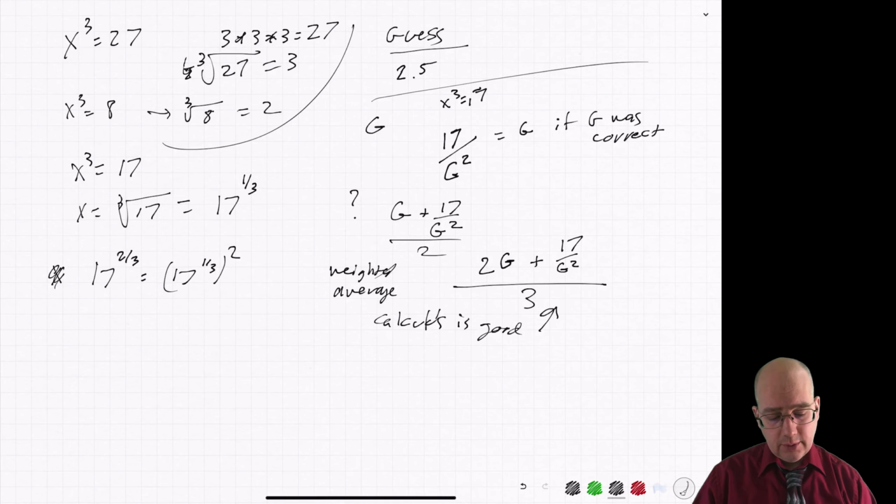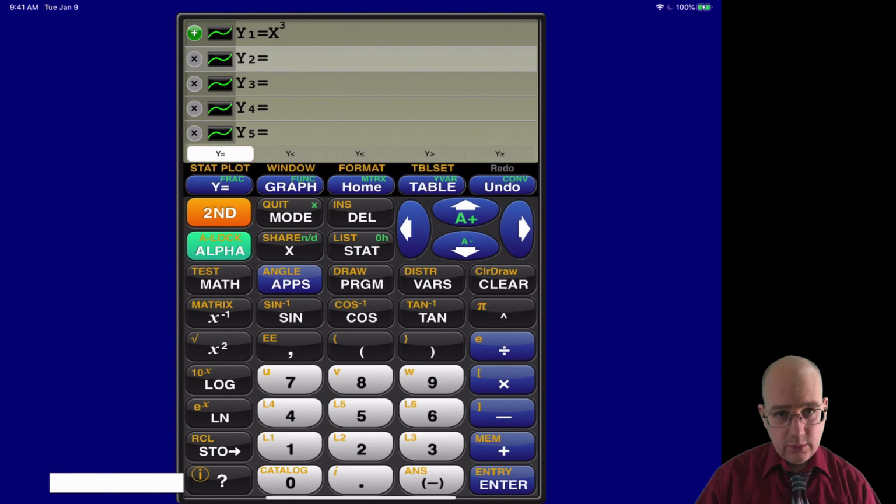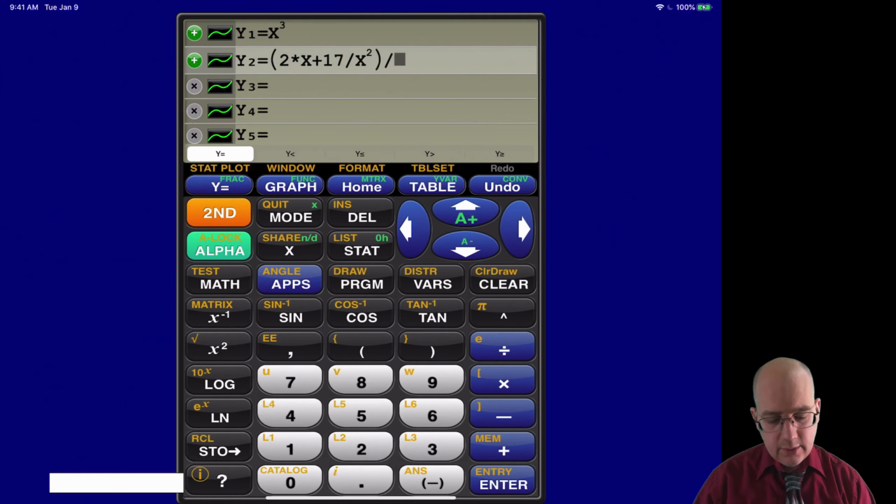All right, so let's try that out. So we've got 2 proposed formulas. So the good one was what? We had 2 times x plus 17 divided by x squared. It always makes me sad that you have to use that power thing there, but okay. And then divide by 3, because you've got 3 things, right? All right, so that's that formula.